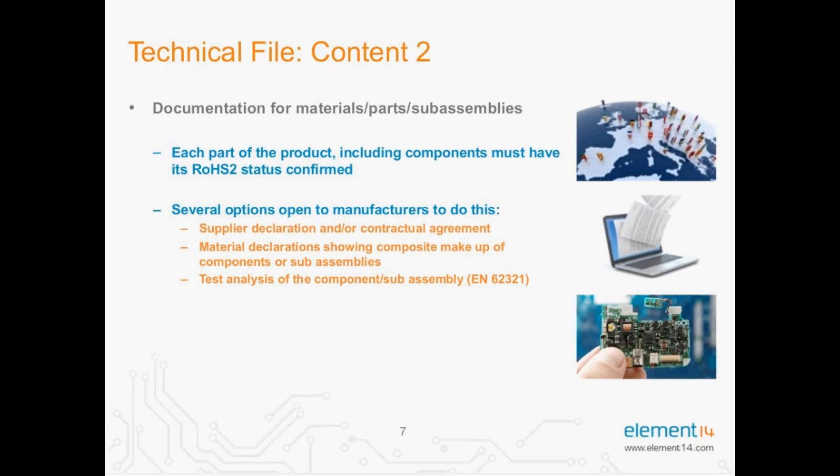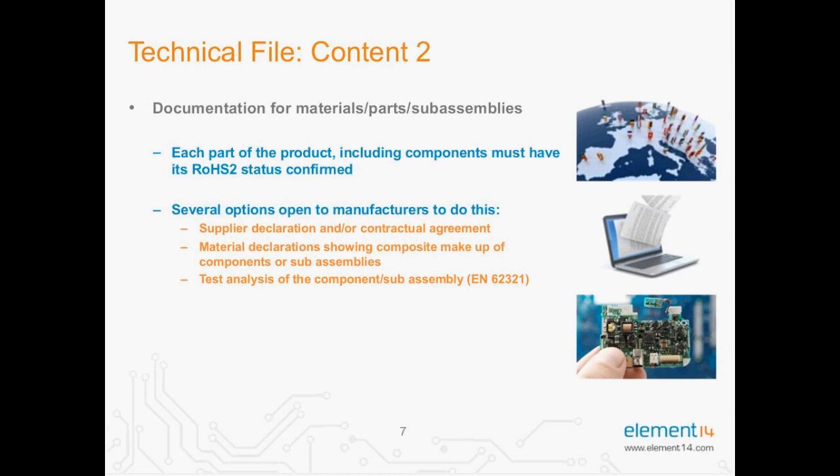If you want to go a step further, and we'll move on to the reasons why you might want to do that on the next slide, you can go to a material declaration. So again, taking the list of components as an example, you could give a complete material breakdown of all of the constituent materials in your resistors or capacitors, etc. And that would then show to somebody inspecting your technical file that there is none of the restricted substances present.